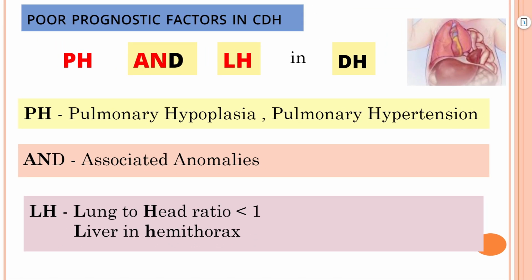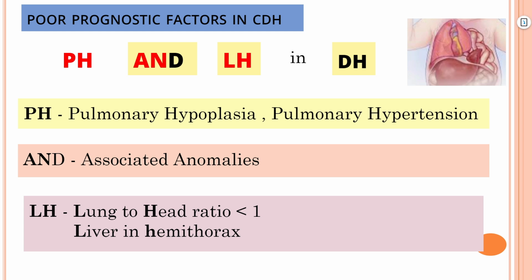Many prognostic factors for CDH patients are described. The mnemonic for poor prognostic factors in congenital diaphragmatic hernia is PH and LH in DH, where PH stands for pulmonary hypoplasia and pulmonary hypertension, AN stands for associated anomalies, LH stands for lung to head ratio and liver in hemithorax, and in DH stands for diaphragmatic hernia.